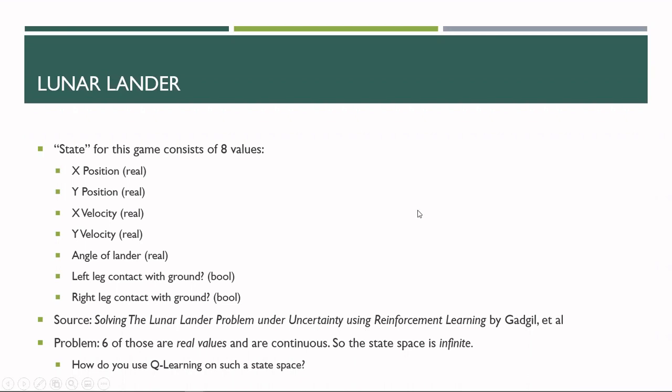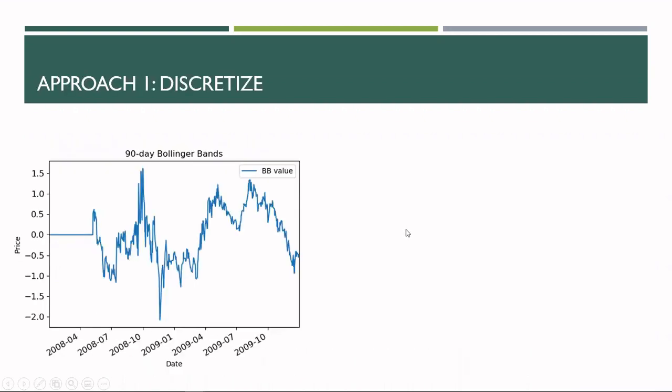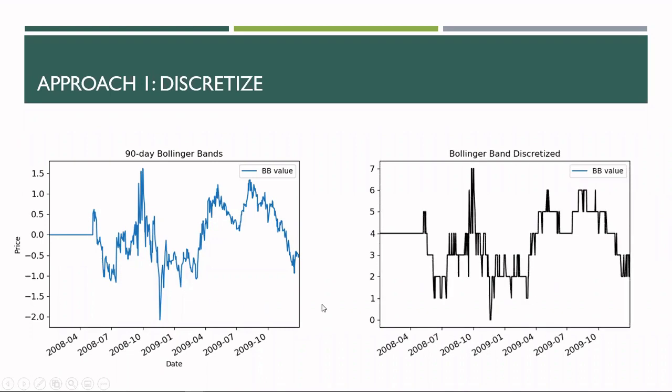Okay. So you cannot use Q learning to solve this problem. Well, that's not quite true. You can kind of use Q learning to solve this problem. What you can do is something called discretizing. And I actually tried doing this.